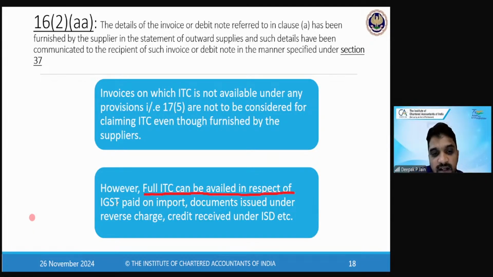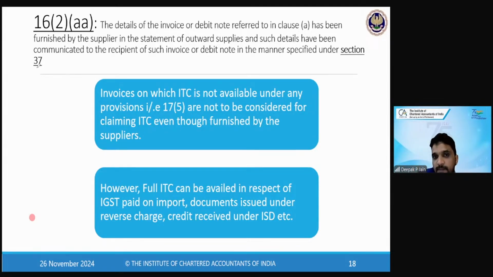Full ITC can be availed in respect of IGST paid on imports, documents issued under reverse charge, and credit which is received under ISD. So these three things we can claim even if it is not appearing in our GSTR 2B, because when you import, it will not appear in your 2B, because it should be with such document which is uploaded by the supplier under section 37. So in section 37 only a supplier will upload it. Bill of entries will be uploaded by the customs, but he is not a person who is supplying goods to you. So इसीलिए bill of entry का credit will not appear in your 2B.